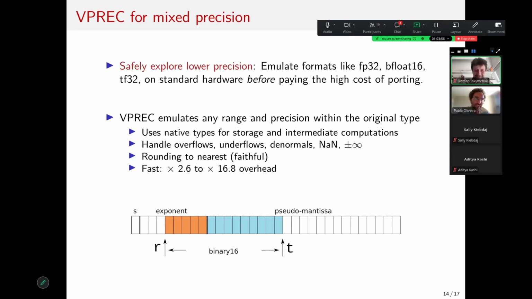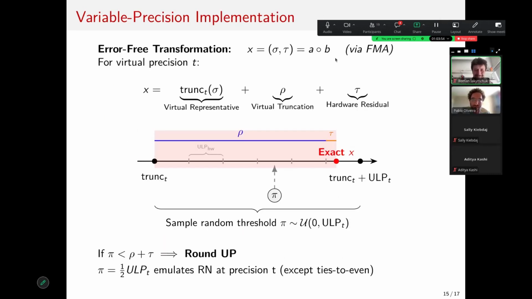Most of it was understandable. So for this one, we have the exact number, X here. We truncate. And then we have one error that depends on the truncation, here rho, and we have theta, which is the error that we did in the underlying hardware format. So then we take a random value uniformly, and if the value falls on the pink zone, then we are going to round up, and if it falls outside the round zone, then we are going to round down.